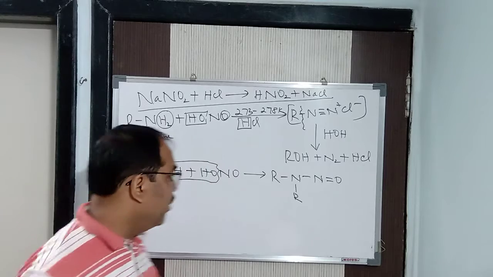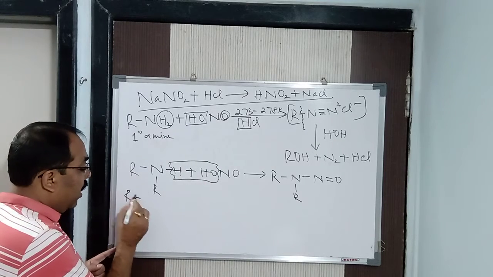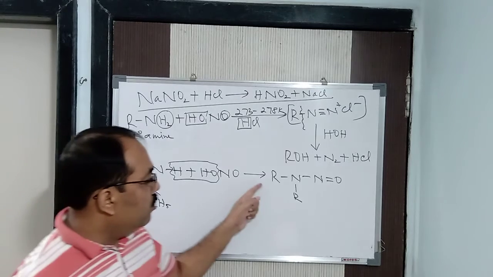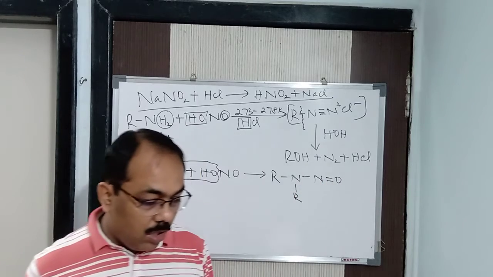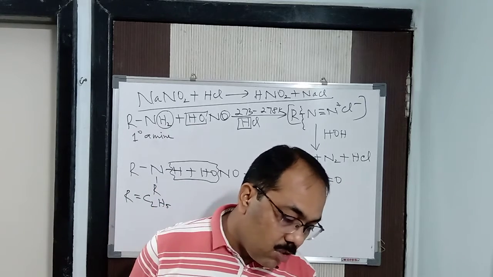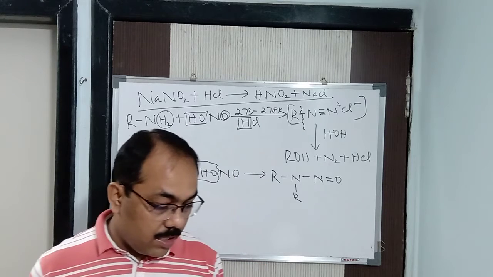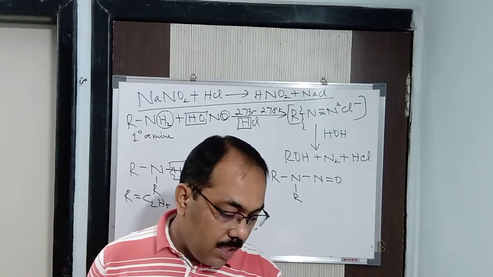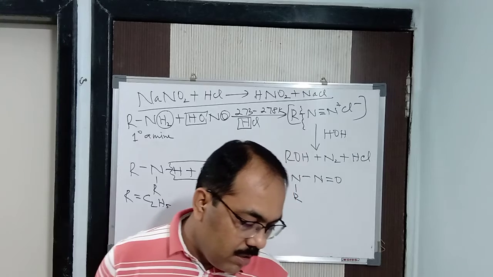For example, suppose I take both R as C2H5, so you will be getting C2H5, N, C2H5, N single bond, double bond O. That is yellow oil. So N-nitroso, N-ethyl amine, we can say that. Clear? So N-nitroso, N-ethyl amine, that is a yellow oil. This is known as yellow oil because the color is yellow in nature.